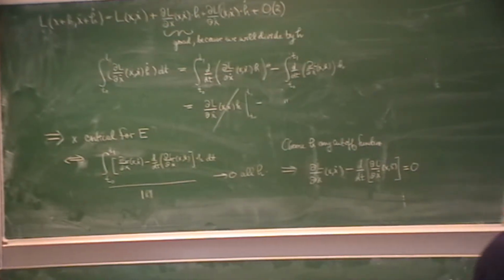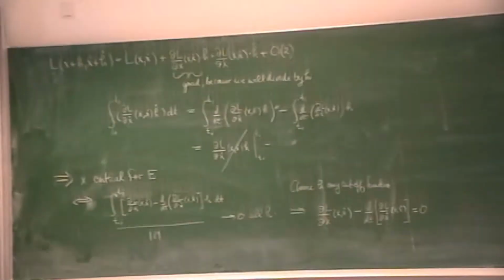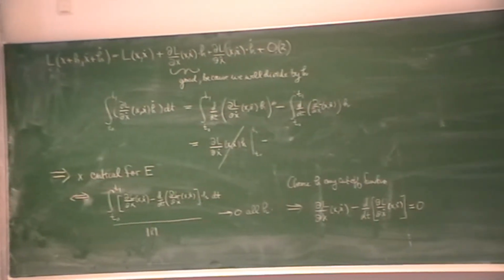Yes? Wait, so first you are writing the Taylor expansion, and then you're calculating the integral of one of the terms in the Taylor expansion. And how does that relate to x being the critical point for E? Well, I didn't get any of this, so it's too fast for me. So I don't understand why, doing all that Taylor expansion and everything, how does that relate to x being critical for E?